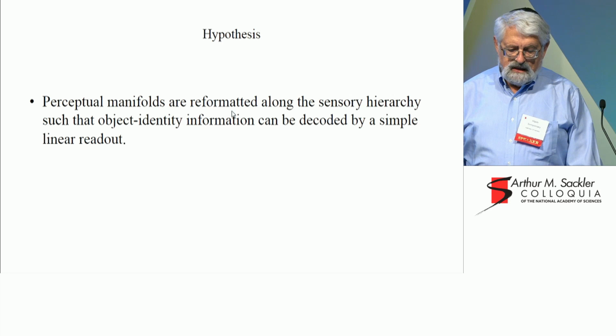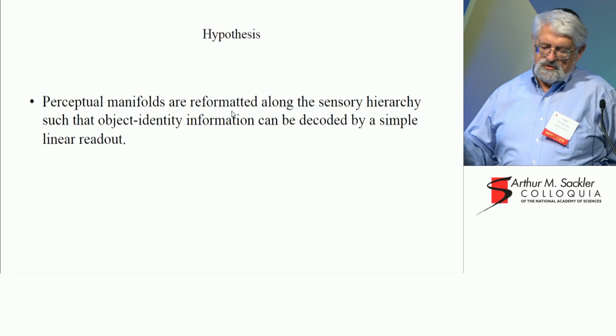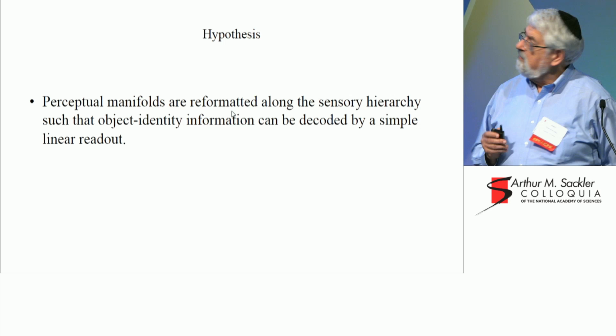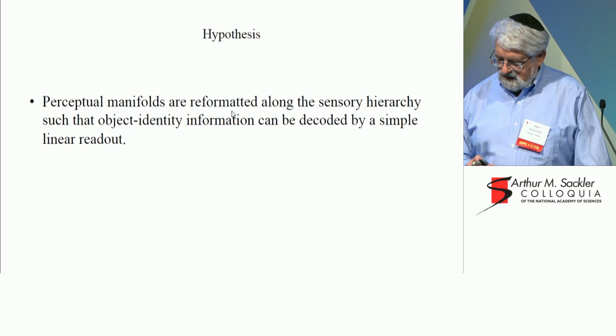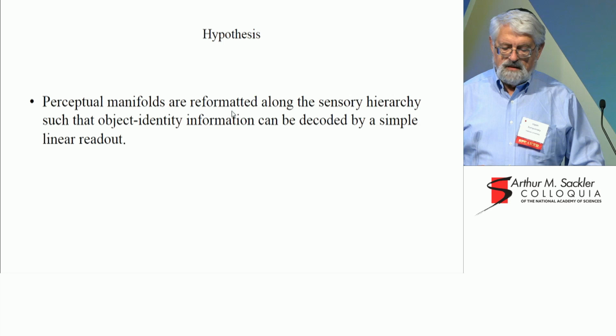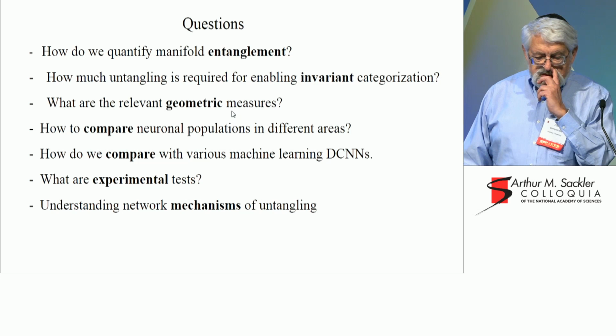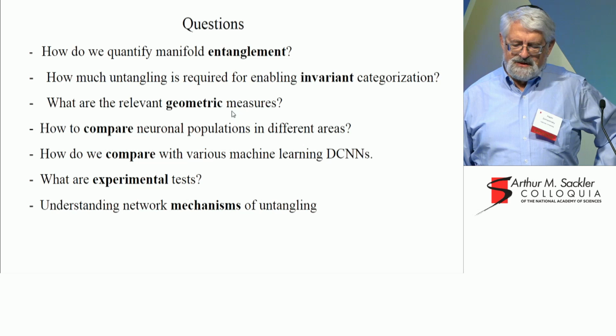So this is the hypothesis that perceptual manifolds are reformatted along the sensory hierarchy such that object identity information can be decoded by a simple downstream linear readout. The focus here is on object identity information, and from that perspective, all the other information about pose or location, scale and so on is basically noise that the system has to some degree get rid of. That's the idea, but the question is how to quantify manifold entanglement. How entangled can a manifold be, how unentangled does it have to be in order to enable invariant categorization?